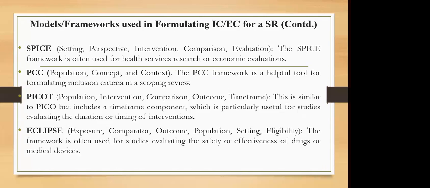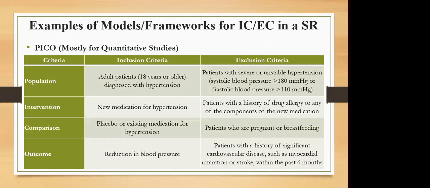Now, this is an example, considering the topic and the webinar that we are currently conducting. For a quantitative study, we're trying to use the PICO model to formulate our inclusion and exclusion criteria. The research question we are faced with here is that we're trying to understand hypertension, new medications that are used for hypertension, the effectiveness of new medications for hypertension among adults. Now, this is our inclusion and exclusion criteria.